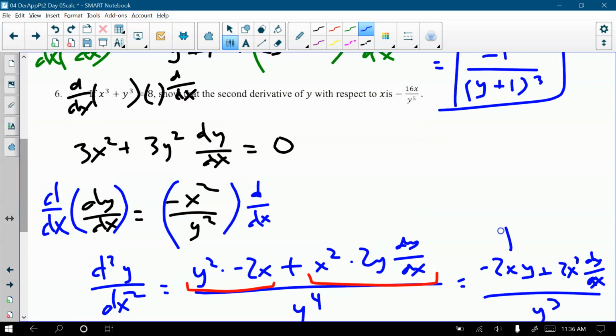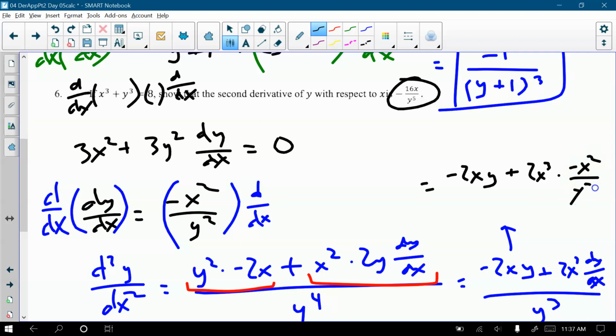Okay, next, I have to plug in dy dx again. So this is equal to, and I need my answer to look like that. That's my big time goal. So now I got negative 2xy plus 2x cubed, 2x cubed times negative x squared over y squared. All divided by y to the third. Oh, this is going to be ugly.